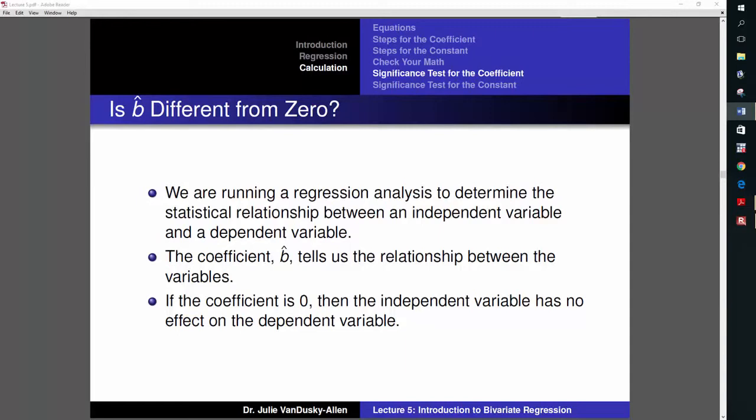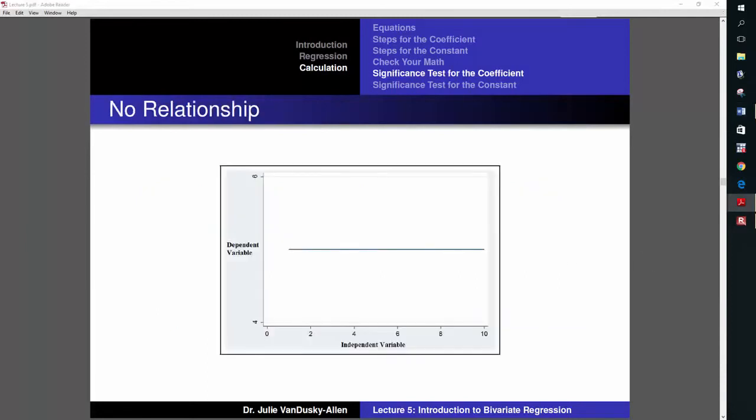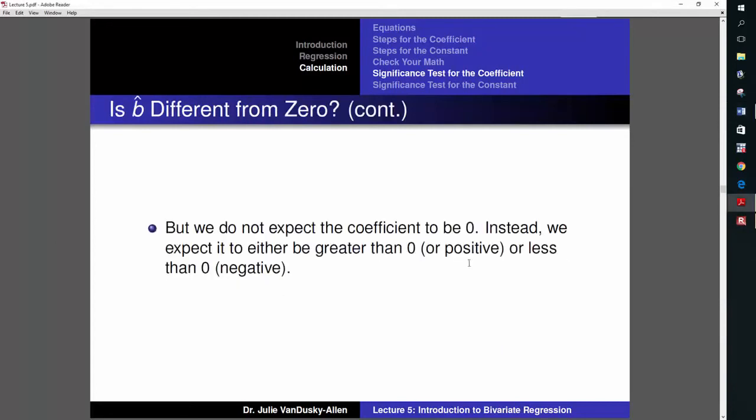The regression coefficient b hat tells us the impact that the independent variable has on the dependent variable. If the coefficient b hat is 0, that means the independent variable has no effect on the dependent variable. A slope of 0 means that as x changes, y does not change at all. Or, in other words, as the independent variable changes, the dependent variable does not change at all. However, based on our hypothesis, we do think the coefficient is different from 0. We expect it to be either greater than 0, or positive, or less than 0, or negative.